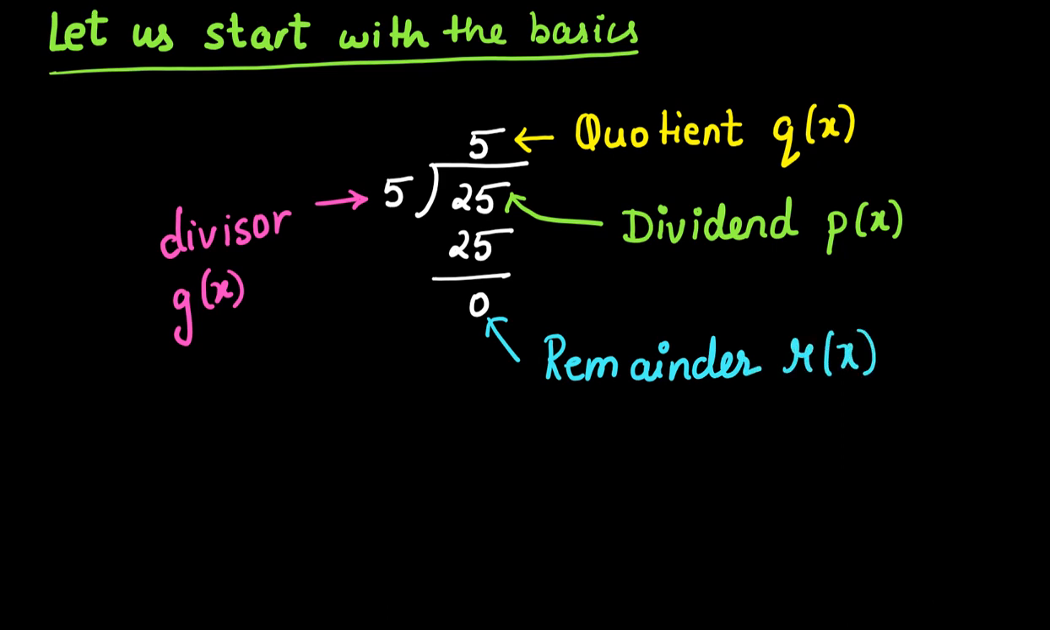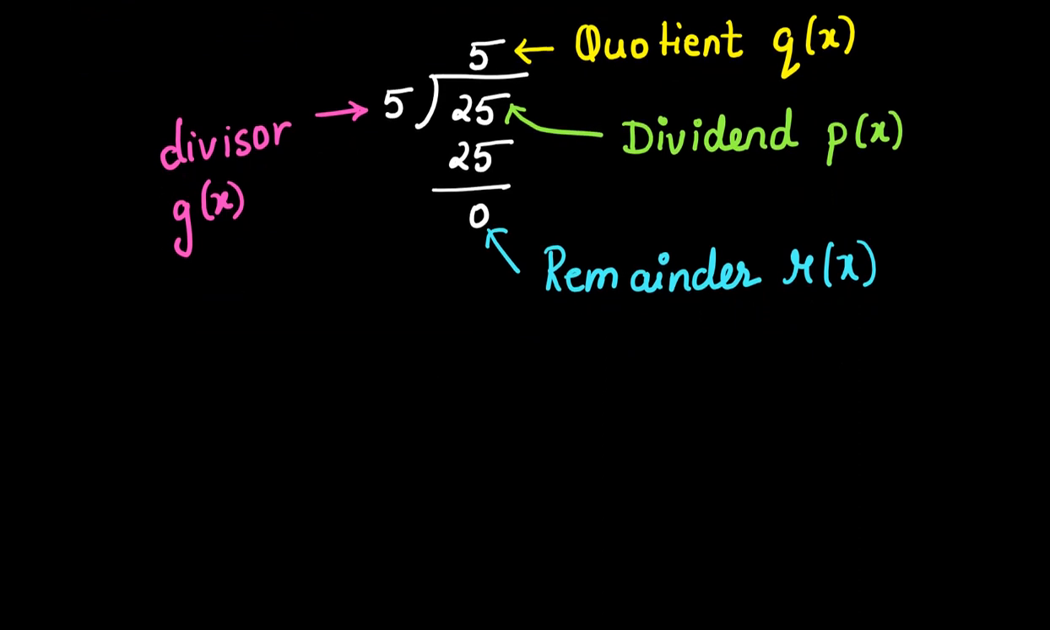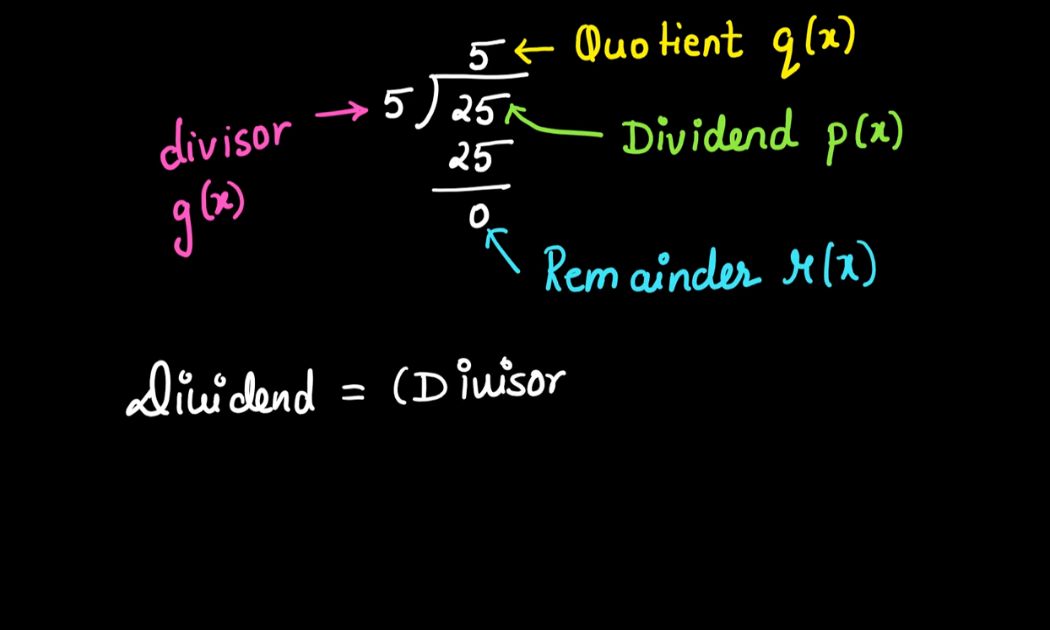Whatever I am writing, make sure that you make a complete note of this. Okay, so according to the formula, we can write something like this: dividend equals divisor multiplied by quotient plus remainder.